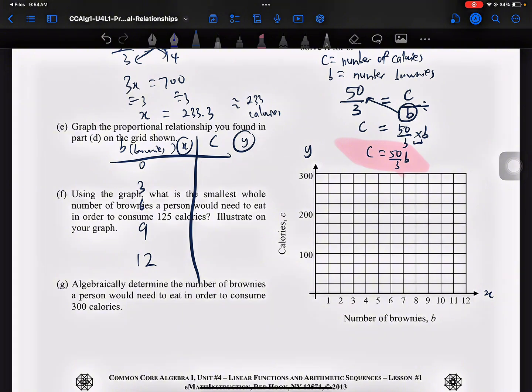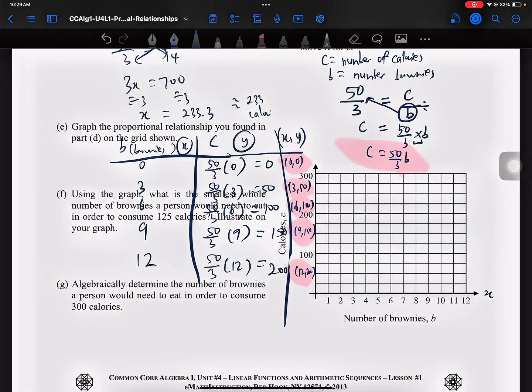To find C, we will use our formula, 50 over 3 times B. When B is 0, C is 0. Next, 50 over 3 times 3 is 50. 50 over 3 times 6 is 100. 50 over 3 times 9 is 150. 50 over 3 times 12 is 200. We will draw our graph, 0, 0 here.